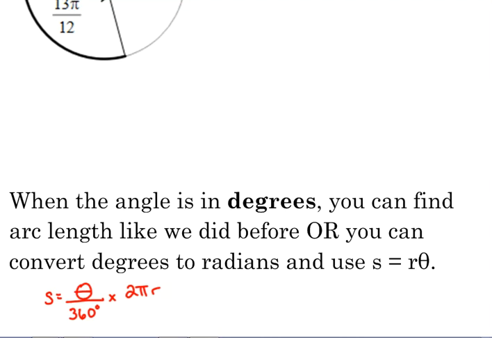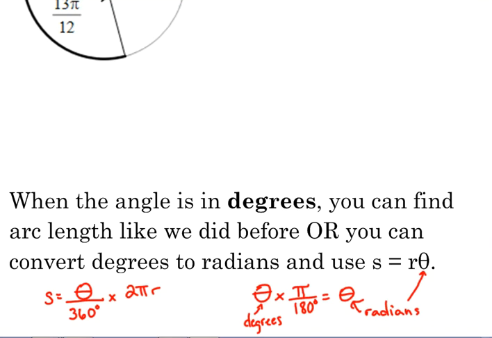Or we now know how to convert degrees to radians. We take our angle in degrees and multiply by pi over 180. That'll give us theta in radians. And we plug that into S equals R times theta. I don't care which one you use if it's in degrees. If you want to use the old method and just put it over 360 and multiply by 2 pi r, that's fine. Or if you want to convert your degrees to radians and then multiply by the radius, that is fine as well. It's essentially the same difference.